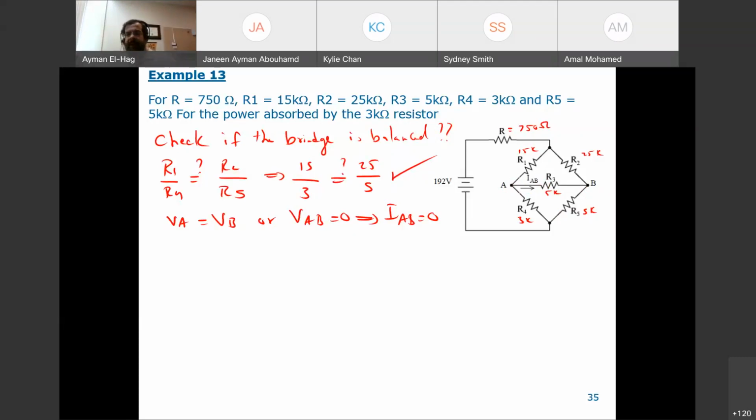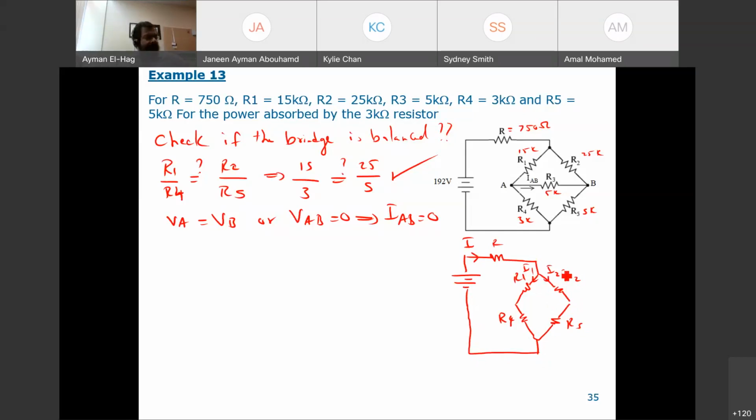Then, here R1 over R4, and this is R2 divided by R5. So IAB equal to 0. If IAB equal to 0, then I can take this out to make the circuit look nicer for me. So I will have here my R. This is my R1, R4, R2, R5. So if this is my current I, then this current will be I1 and this current will be I2.